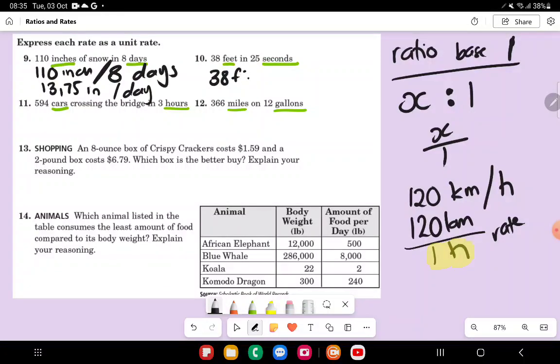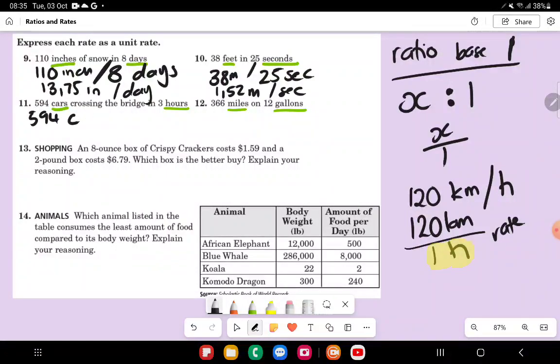38 feet. Feet is a unit of measure they use in America. In 25 seconds. So 38 divided by 25 is going to give me a unit rate of 1,52 feet per second. That's how fast the person runs. We could change that to meters, for example. So that could possibly be something like 38 meters in 25 seconds. So the person ran 1,52 meters in a second.